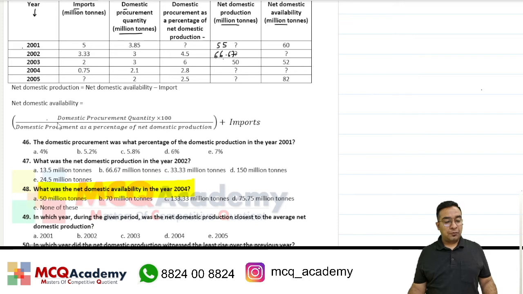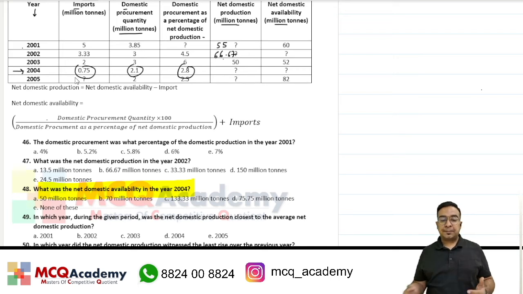अब 2004 के लिए आपको net domestic availability calculate करनी है. क्या क्या चाहिए होगा यहाँ पे? Domestic procurement quantity क्या हमें provided है? Domestic procurement quantity की value, yes, this is given to be 2.1. Domestic procurement as a percentage of net domestic production, this is also provided to you. Plus the value of imports भी हमें यहाँ पे provided है.